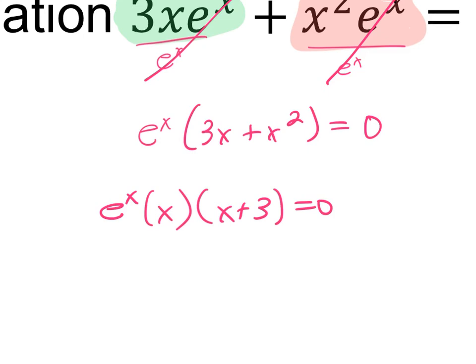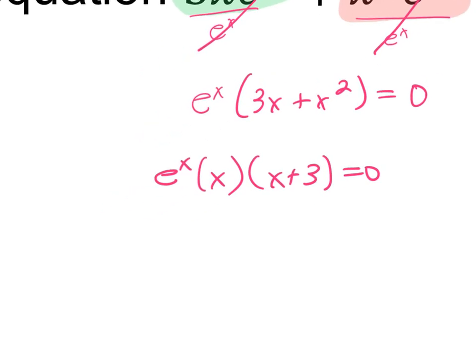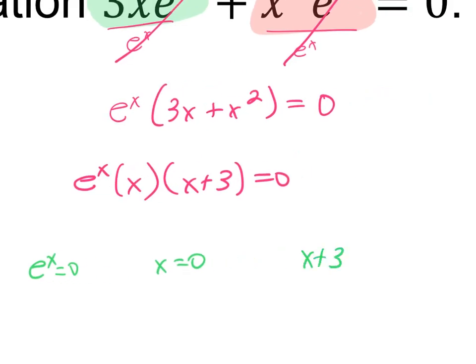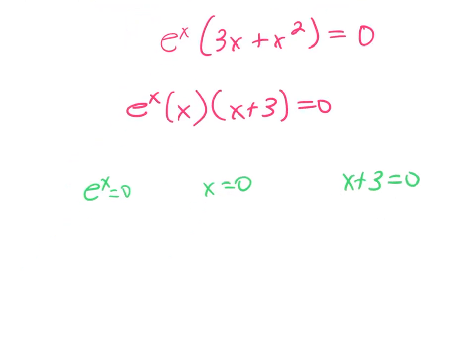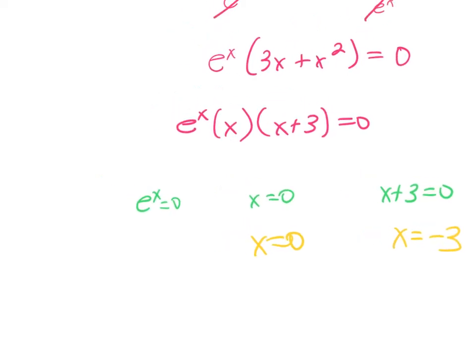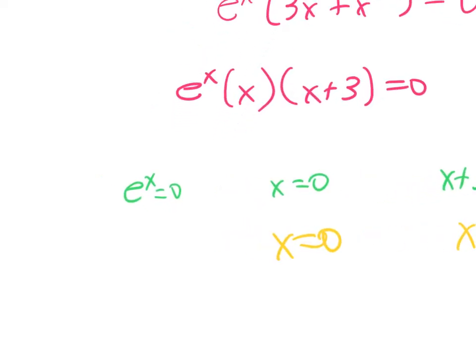Now, what do you do with each little piece? Separate them and set them equal to what? 0. So I have e to the x equals 0, x equals 0, x plus 3 equals 0. What are two of my answers right away that I see? x equals 0 and x equals negative 3. Yep. How do I get this answer? Take the natural log. What is the natural log, guys, of 0? Error. What does it say?